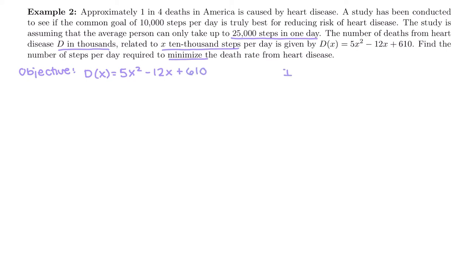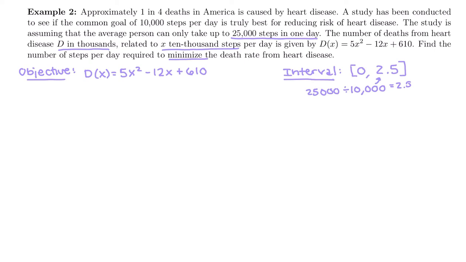So the interval for this one, we want to think of the least and the most amount of steps that we could take. The least amount of steps you can take is 0. Not a healthy choice, but you can't go any less than that. And then we're assuming the max amount that they would ever take is 25,000 steps. But remember, X is supposed to be in tens of thousands. So we need to take that 25,000 and divide it by 10,000. And we get 2.5. So there's our interval of interest.